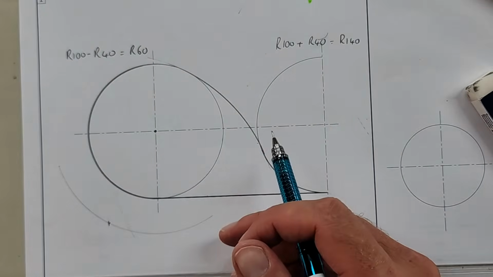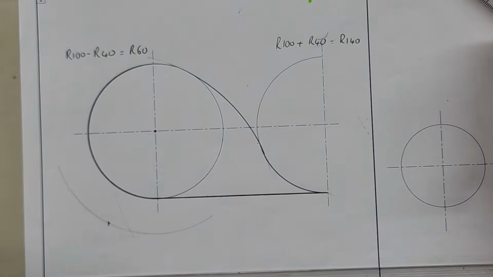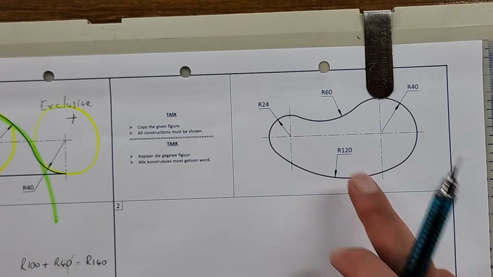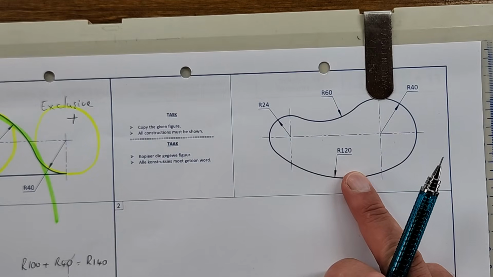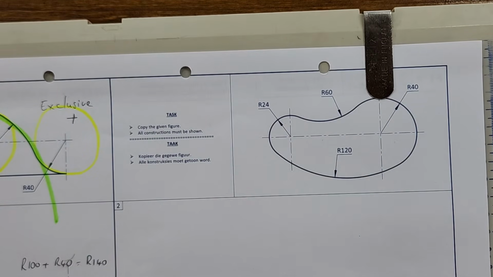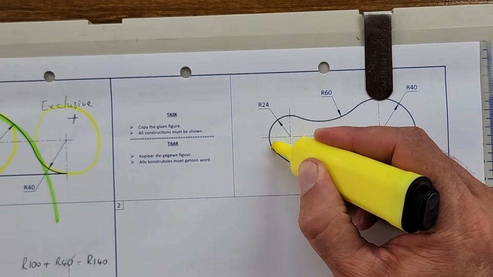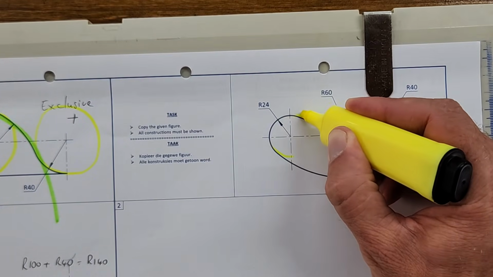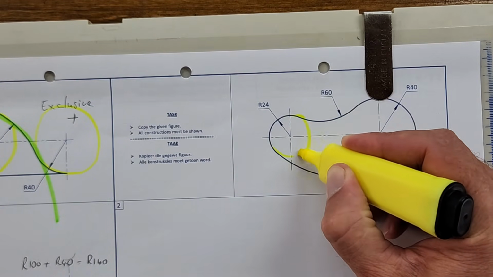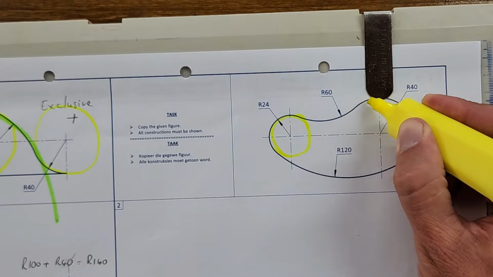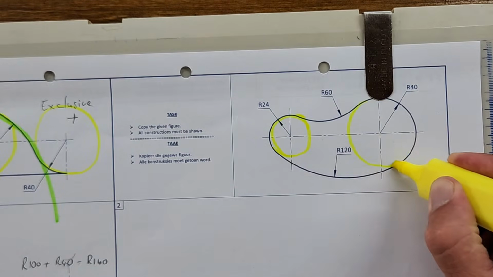Did that help anybody? Okay, let's look at the next one. Now we've got another question. Copy the given figure. All constructions need to be shown. Okay, so again here, try and see what you have. If this circle was a complete circle, it helps me to just draw it as it would have been completed. It helps me to visualize this better.